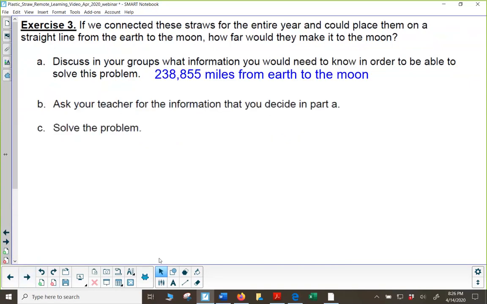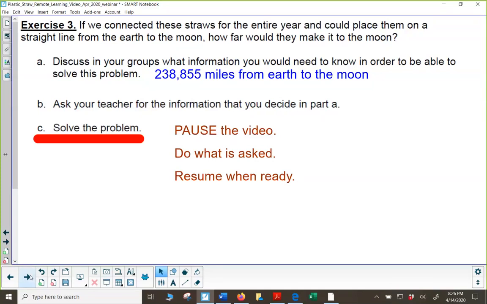All right, so getting back to this, we did part A. We want to now answer the question, how far would it make it to the Moon? We did part B. We asked the teacher for that part. So now we want to solve the problem. I would normally pause the video, do what is asked, and resume when ready. Again, I'm going to give you about a minute on this, and see what you can do. So 1 minute, I'll give you about a 10-second warning. Good luck.